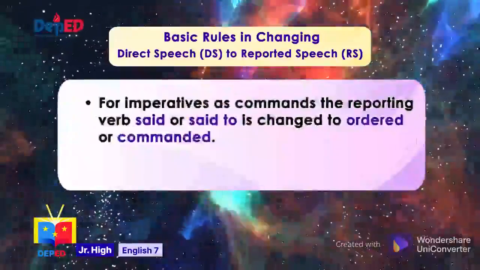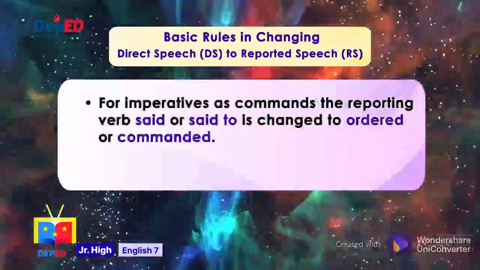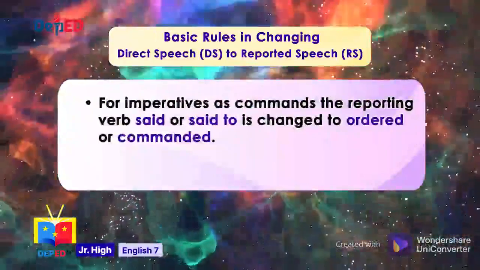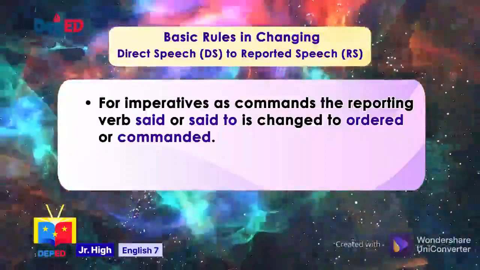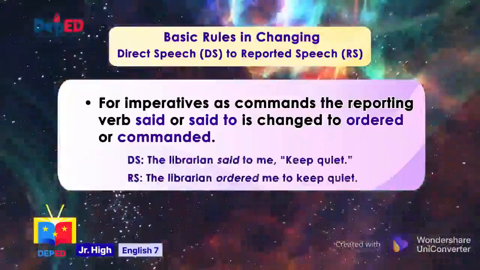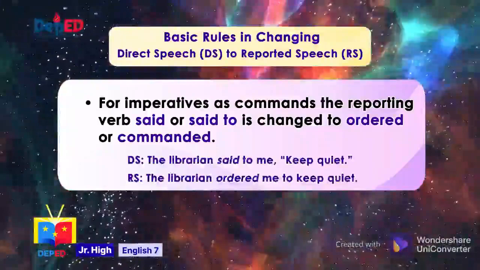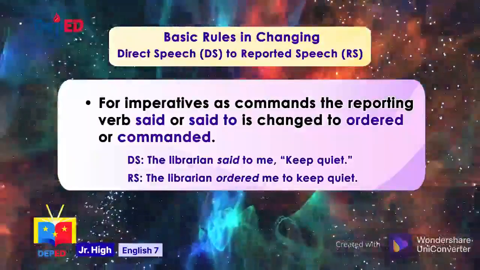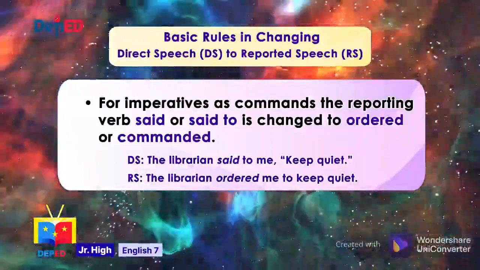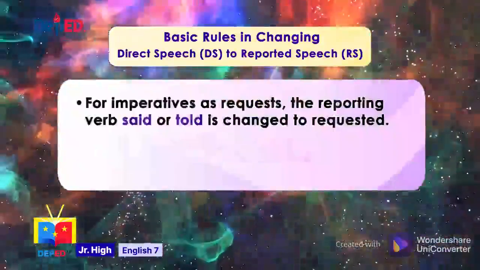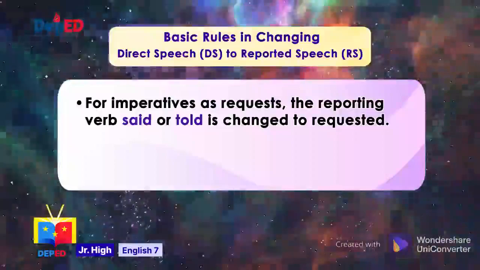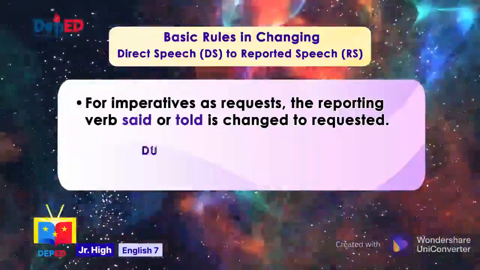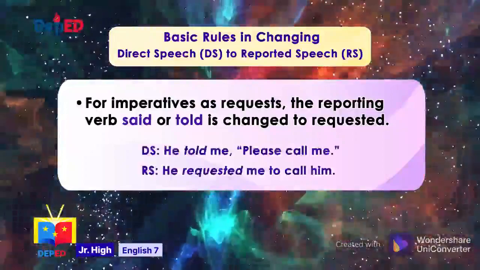For imperatives as commands, the reporting verb said or said to is changed to ordered or commanded. DS. The librarian said to me, "Keep quiet." RS. The librarian ordered me to keep quiet. For imperatives as requests, the reporting verb said or told is changed to requested. DS. He told me, "Please call me." RS. He requested me to call him.